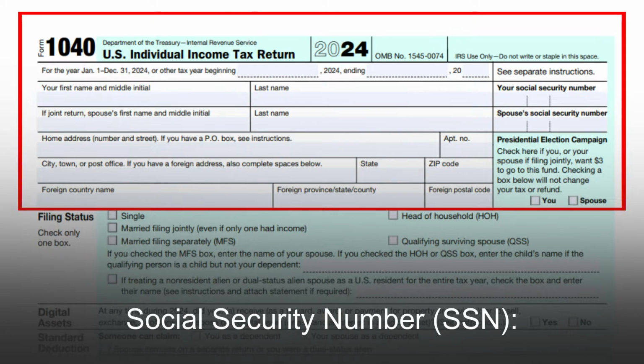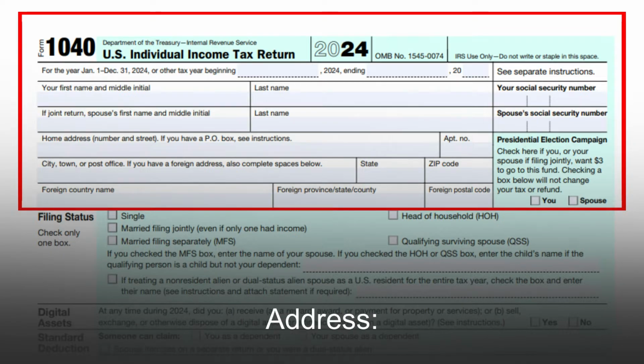Social Security number, SSN: enter your SSN in the appropriate box next to your name. If filing jointly, also enter your spouse's SSN. Address: fill in your current home address, street, city, state, and zip code. Make sure it's the address where the IRS can reach you if they need to.